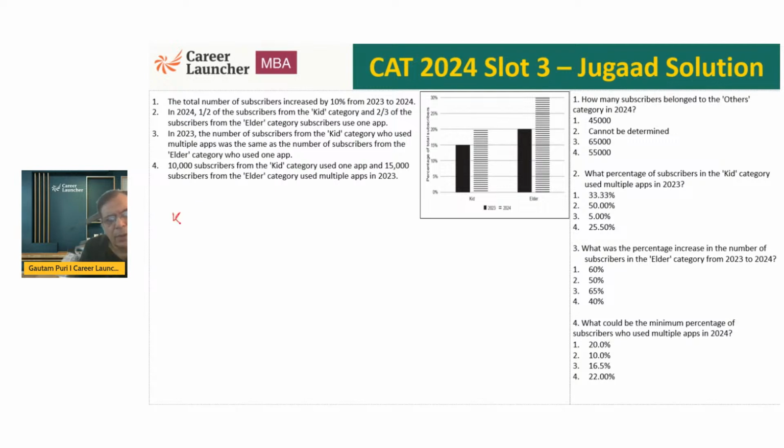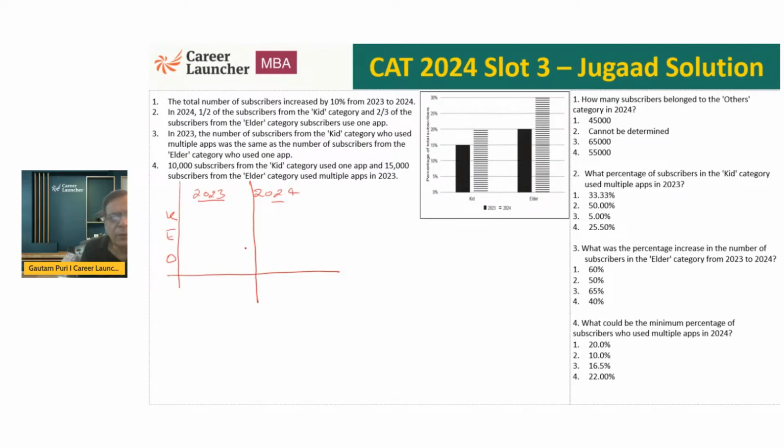So we have kids. Let me write it here. In 2023 and 2024, we have kids, elders, and others. And the data gives us the percentages.